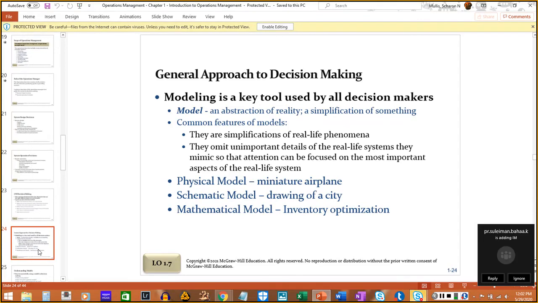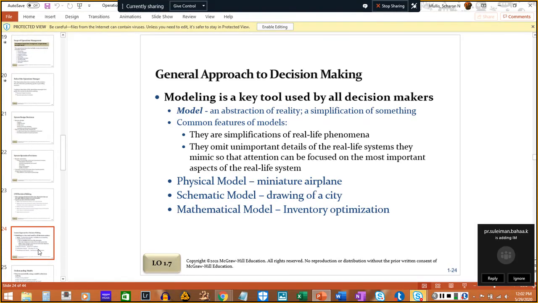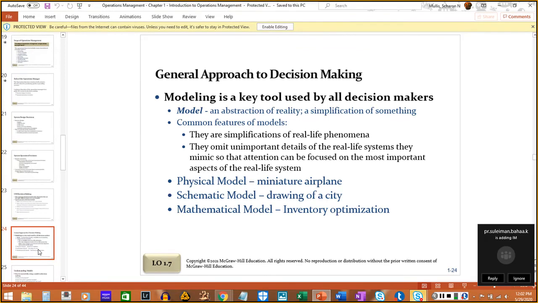A schematic model is a drawing. An example would be a map of a city where you want to put different things in different places. That's what schematic modeling is. A mathematical model is used more so for forecasting.